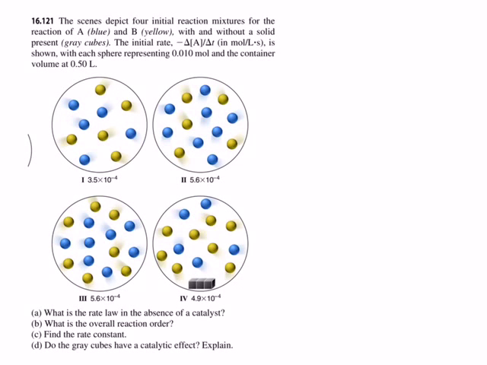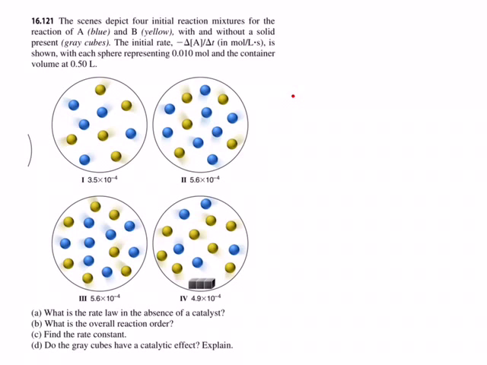All right, this is the final question in the video. The scenes below represent initial reaction mixtures, 4 of them, for the reaction of A and B, blue and yellow, with and without a solid catalyst, a solid present. The gray cubes are a solid. The initial rate, which is defined in the question as the change in A over change in time. Now, since A is a reactant, we know that would give us a negative answer, so they're throwing a negative sign in front to make the rates positive. So the rates are going to be moles per liter per second. It's shown with each sphere representing 0.01 moles and the container volume is 0.5 liters.